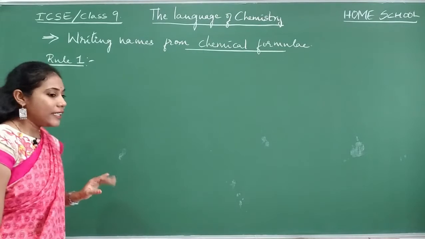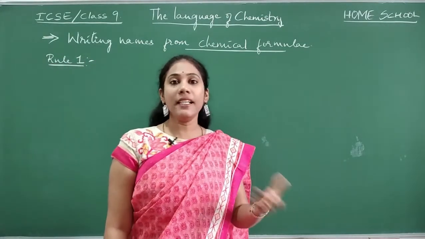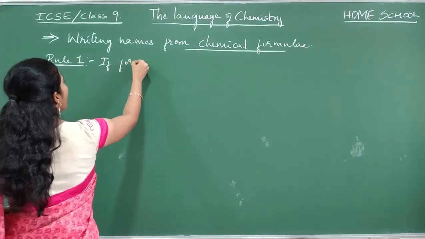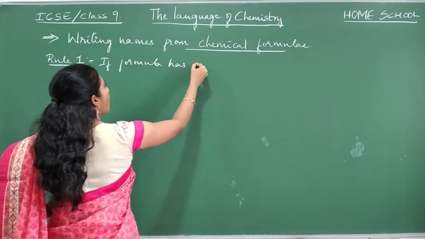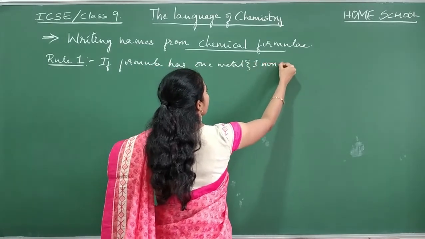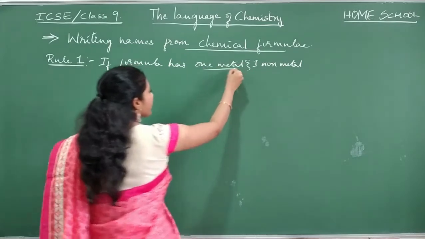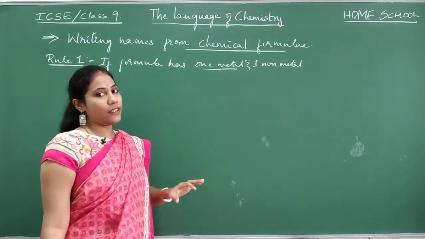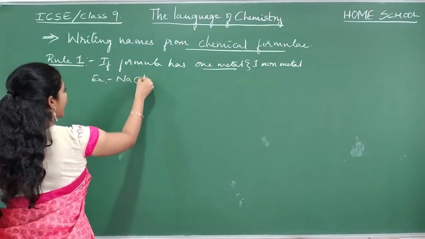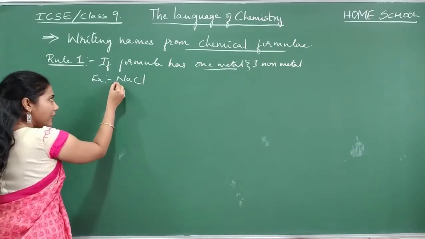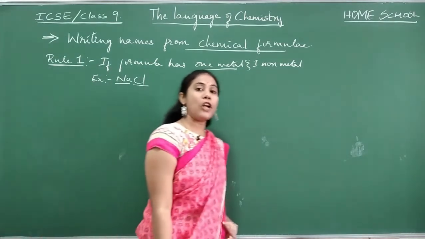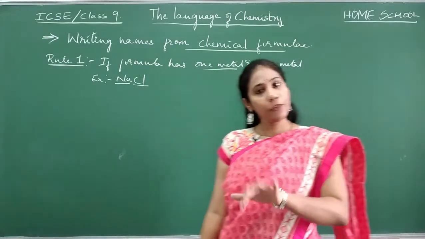Rule number 1 is, if the formula has both metal and non-metal, okay, then how to name it? If the formula has one metal and one non-metal, say then how can we write the name? Say for example, I have a formula NaCl, okay, and in NaCl you can clearly tell sodium is a metal and Cl is a non-metal.